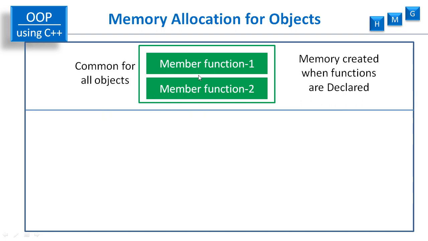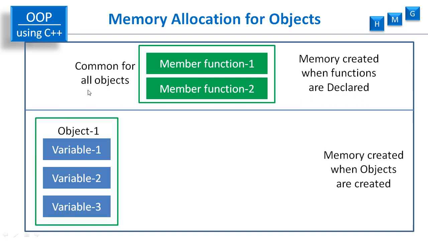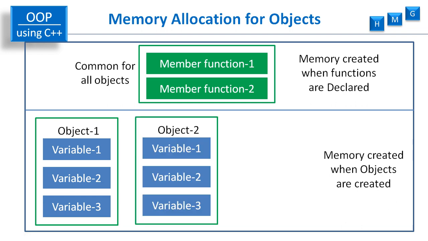Now regarding the objects, let us say object 1 is created. Here the memory is created for object 1, and in that object 1 there are 3 variables, for example variable 1, variable 2, variable 3. Like this, some memory space for variable 1, some memory space for variable 2, some memory space for variable 3, and the total memory space for object 1. Like this, the memory is allocated for object 1. If you create a second object, similar memory will again be allocated for object 2.